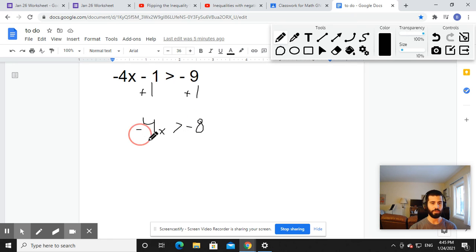So now we divide both sides by negative 4. For x, we've got to flip this sign. It's going to be less than instead of greater than. Negative 8 divided by negative 4 is positive 2.